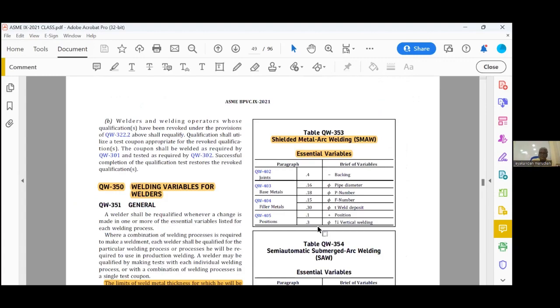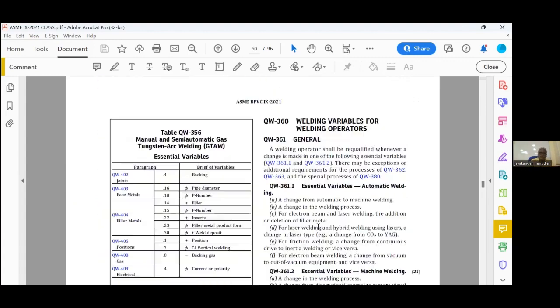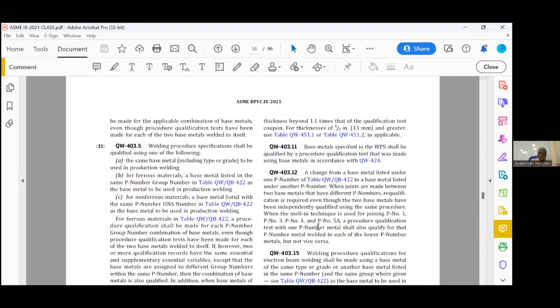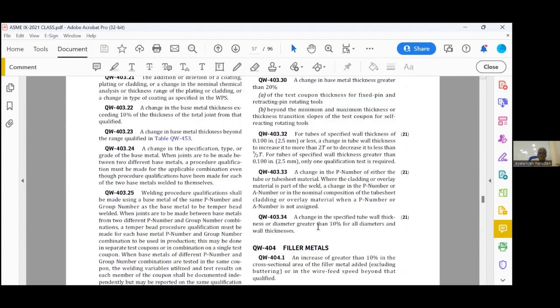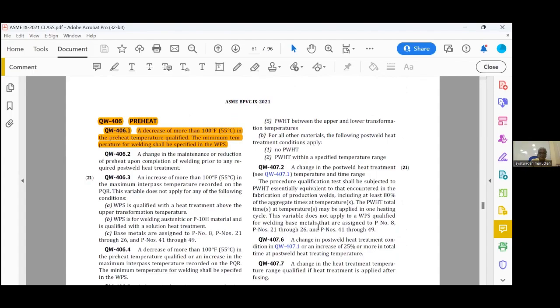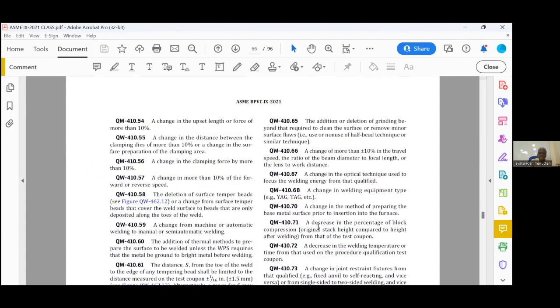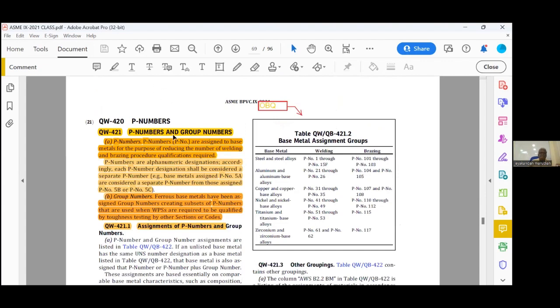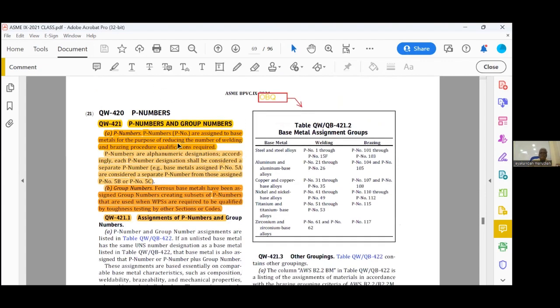Right. Then this table we have already seen. So after that, welding data, nothing is there. Just to go on. Please go to page number 96. P numbers and group numbers, highlight this one, first 3 lines, page number 96.